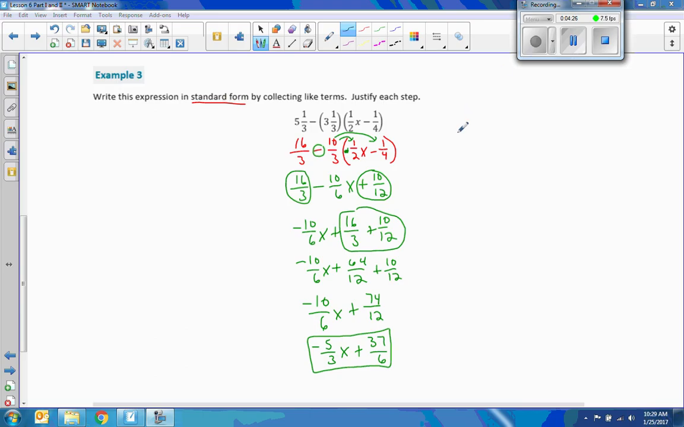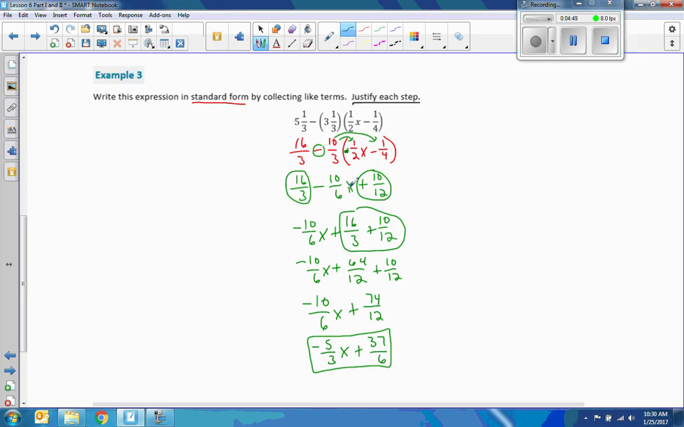Okay, so one thing I haven't done is this right here. Justify each step. I've said it, but I haven't written it. You need to write it. If it ever asks you to justify steps, you have to write the steps. Okay, so what happened here was from the first step to the second, I converted to improper fractions.